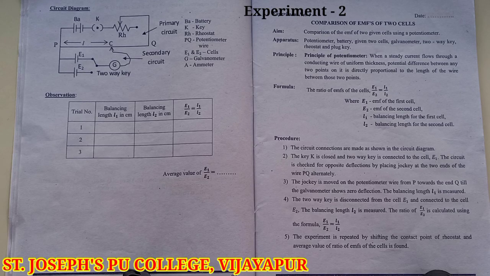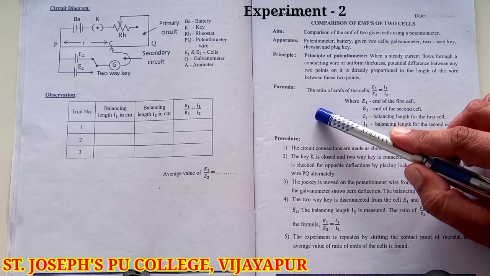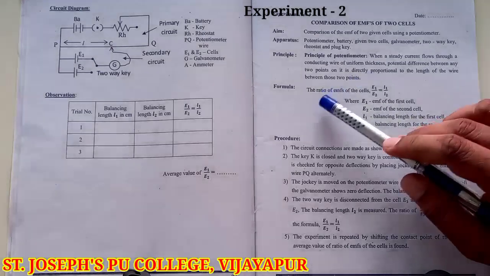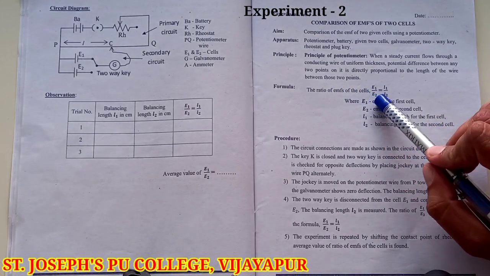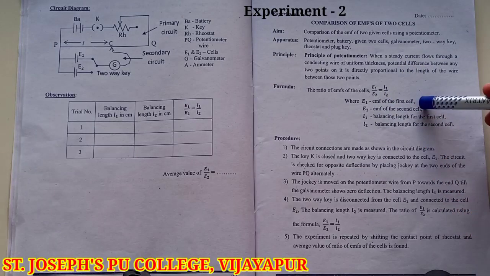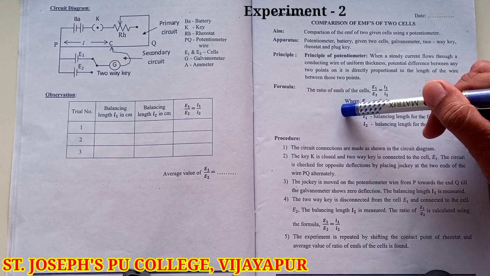The next is the formula of the experiment. Which formula is used in this experiment? The ratio of EMFs of the cells, E1 divided by E2, is equal to L1 divided by L2. E1 indicates the EMF of cell 1, E2 indicates the EMF of cell 2. L1 is the balancing length for cell 1, and L2 is the balancing length for cell 2. So, this is the formula of this experiment.